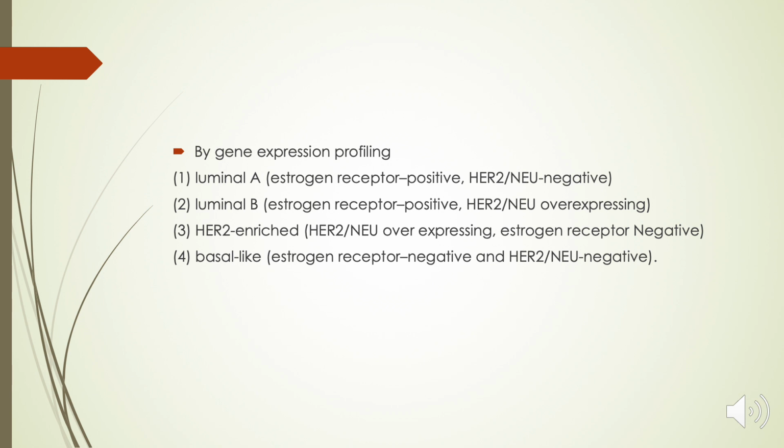A similar subclassification is based on gene expression profiling using genetic assays. It divides the breast cancer into 4 subtypes. Luminal A, in which ER is positive, HER2 is negative. Luminal B, in which both are positive. HER2 enriched, in which HER2 is overexpressed but ER is negative. And basal-like, in which everything is negative.